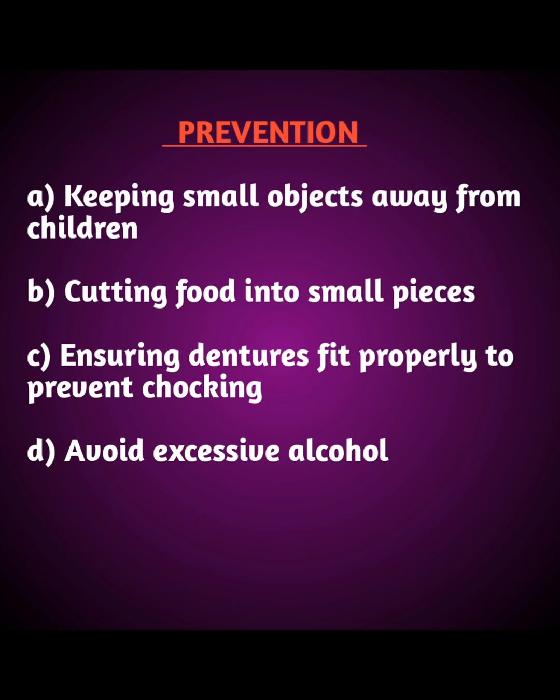Next, cutting food into small pieces. When we feed children, we have to cut the food into small pieces. Then third one is ensuring dentures fit properly to prevent choking, so we have to check the denture alignment. Next, avoid excessive alcohol. These are the main prevention measures in this topic.